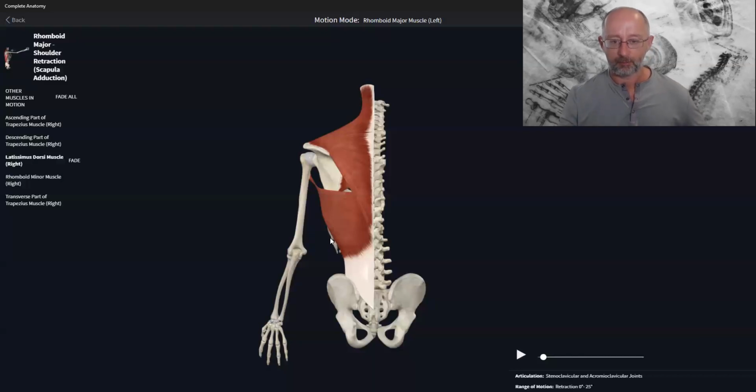Next video, we'll probably look at doing the trapezius. It works well with that. So stay tuned for them.